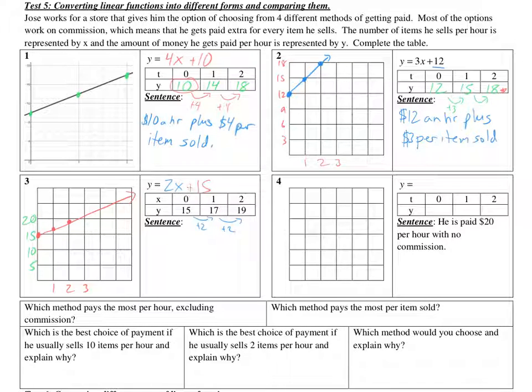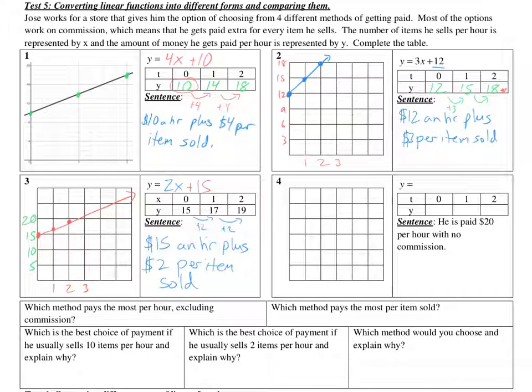Okay, so we have this payment plan. So let's go back to our sentence. How much is it an hour for this one? Is that the y-intercept or the slope? Which one's the hourly pay? 15. The 15. So it's $15 an hour plus $2 per item sold. So $15 an hour plus $2 per item sold.